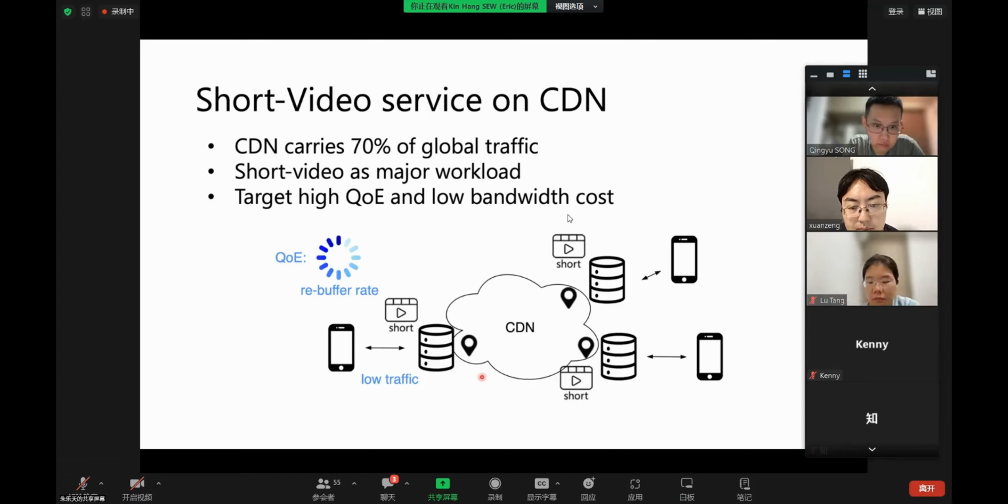So here are some characteristics for short videos. So each short video only contributes to a low traffic due to its length. And also for the QoE, we usually refer to like the rebuffer rates other than the bit rate or resolution.